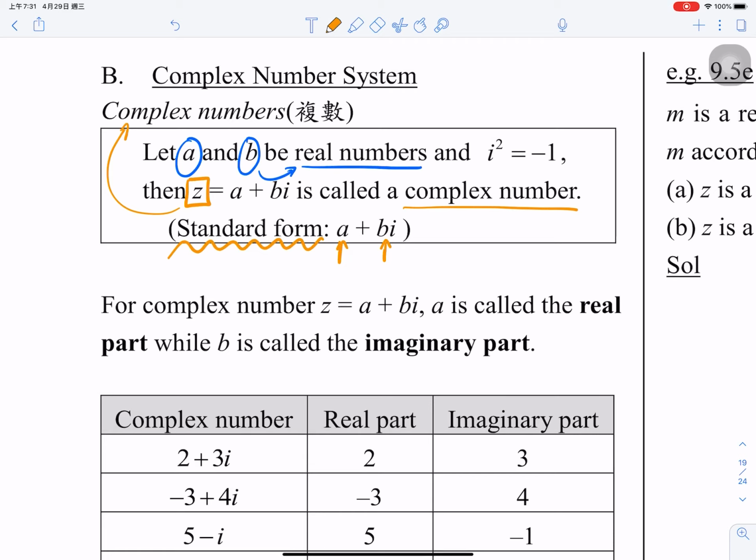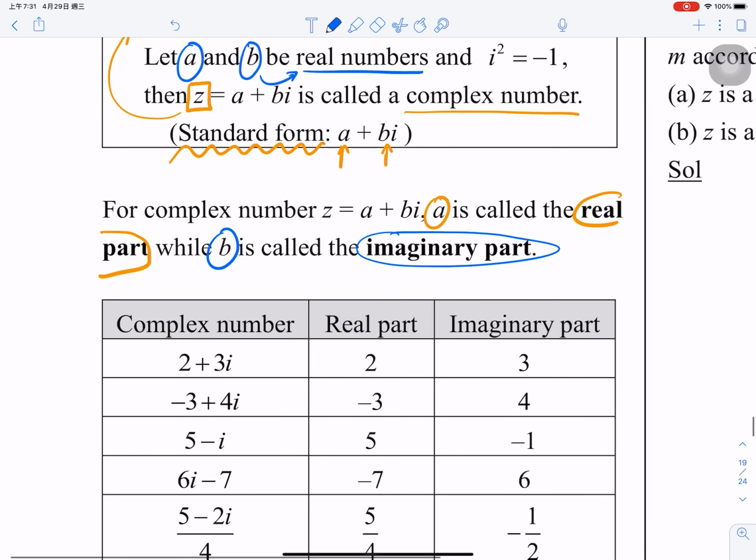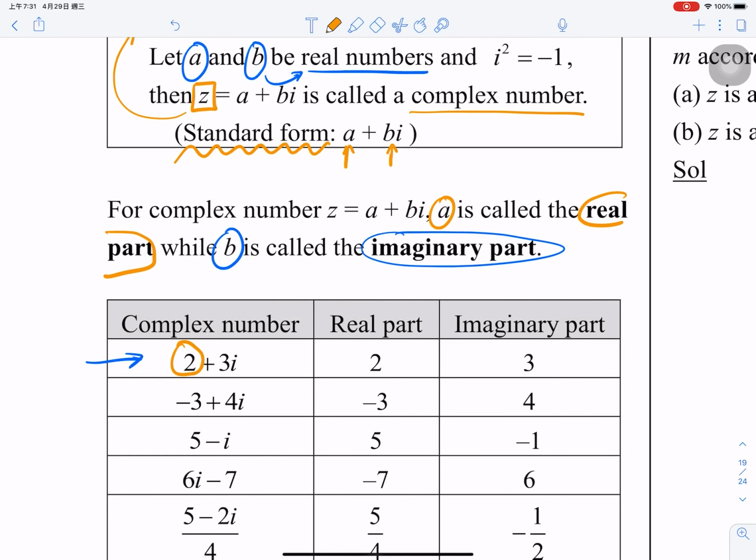A is called the real part, 實數部分. And B is the imaginary part, 虛數部分. So you see here are some examples. For example, 2 plus 3i. So 2 is the real part, and 3 here, or we say plus 3 here, is the imaginary part.